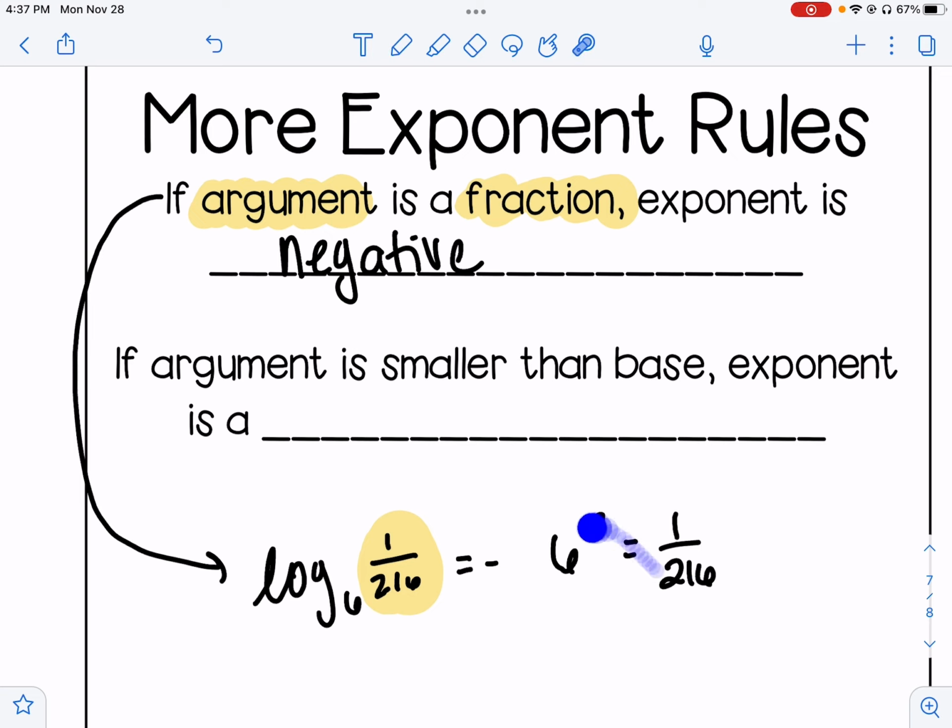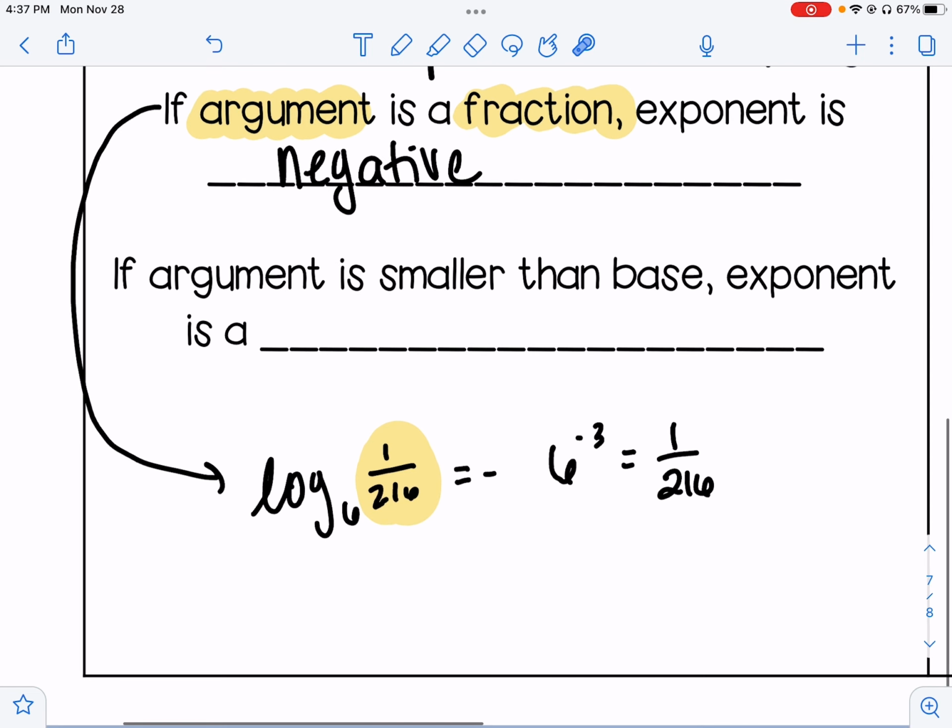And that goes conversely. We don't often see that, but if your base happened to be a fraction and your argument was a whole number, so if one of these is a fraction and the other one isn't, that is always going to be from a negative exponent.